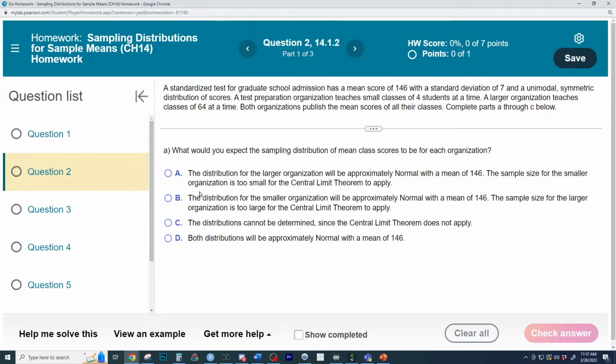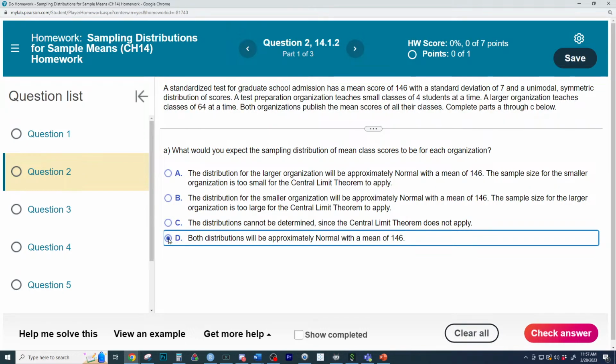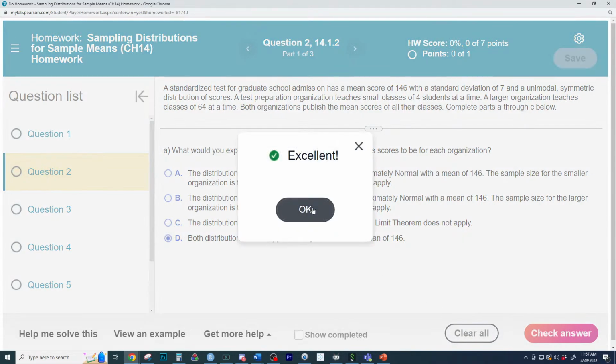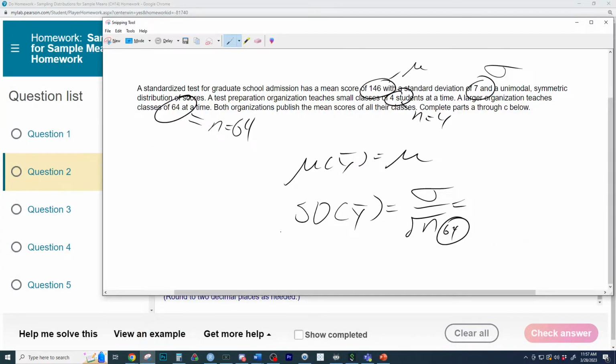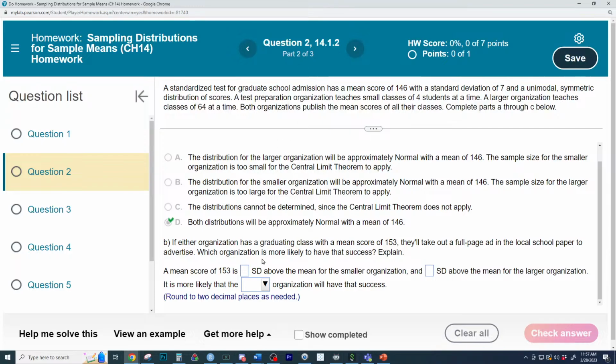So what would you expect the sampling distribution of the mean for each class to be? Both distributions will be approximately normal with a mean of this. So they will have the same mean right here. So both have about the same mean. There's the top equation. If either organization has a graduate class with a mean above 153, they'll take out a full page ad in the local school paper to advertise. Which organization is more likely?